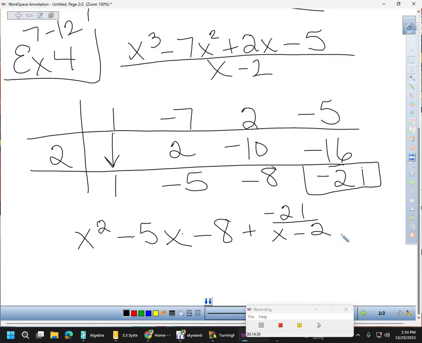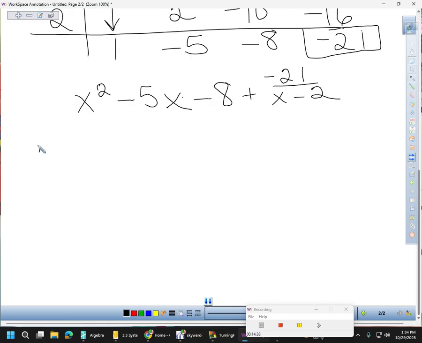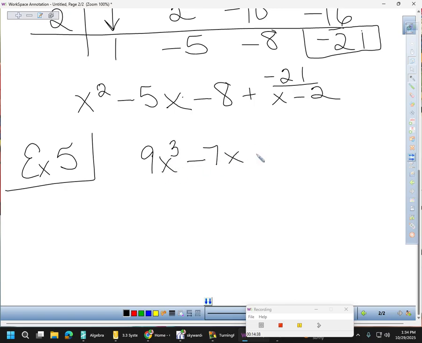Does this sound familiar? Okay. So let's do one more of these. It always goes down by 1 because we're dividing by an x. Here's example 5. All right, let's try something like 9x to the third minus 7x plus 3 divided by x plus 2.